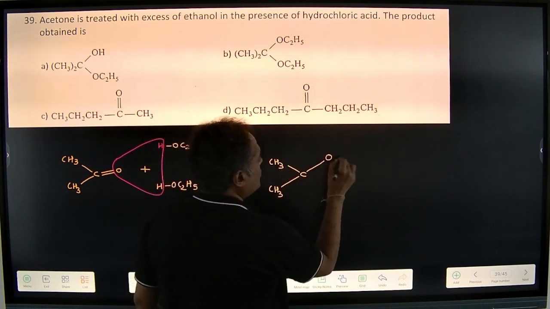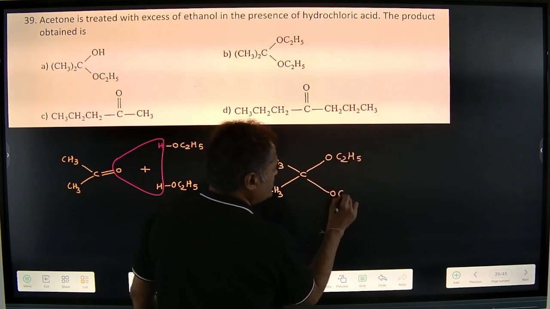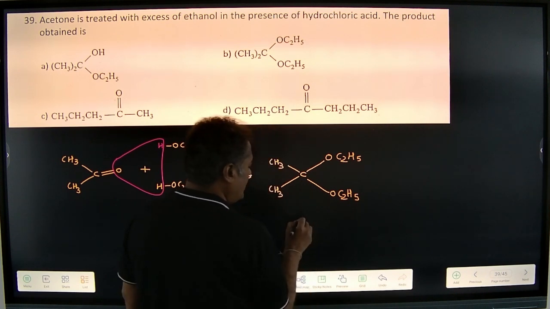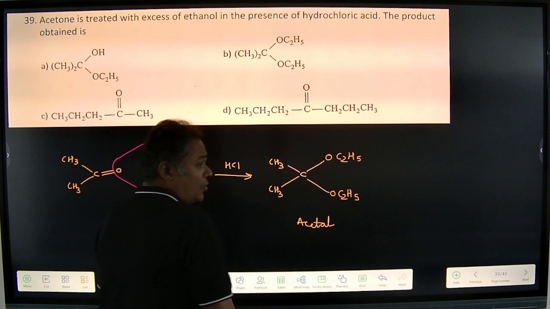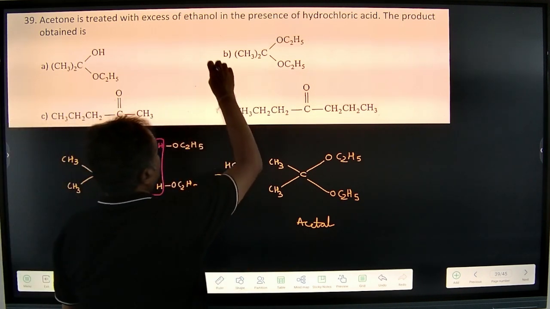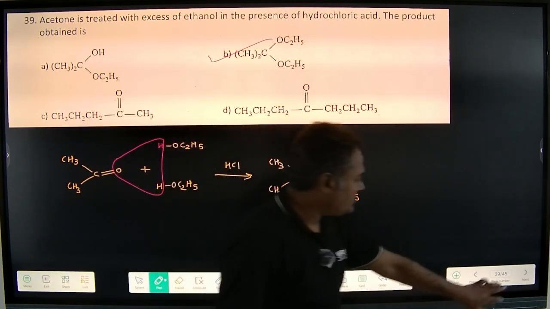Here you will have O with C2H5. Here you will have O with C2H5. That means this is nothing but called acetal formation. Now, what should be the correct answer? As per the options, what you can see, the correct answer is B. I hope this is clear, child. Let us proceed with the next question.